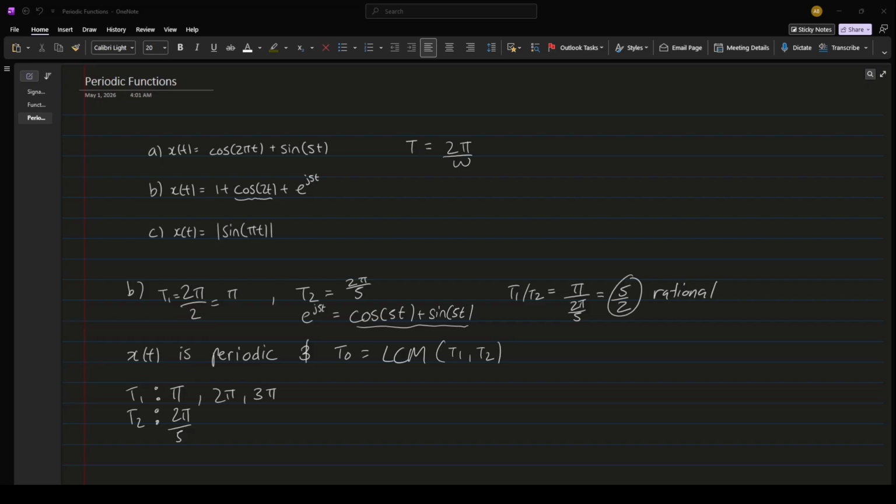And for T2, we're going to do 2 pi over 5 plus 2 pi over 5. The next one is going to be 4 pi over 5. Then we're going to have 6 pi over 5, 8 pi over 5, and then finally we're going to have 10 pi over 5, and this is just equal to 2 pi. So these terms are alike right here. This is the least common multiple they have. So the fundamental period is going to be equal to 2 pi in this case. Now, let's solve part C.